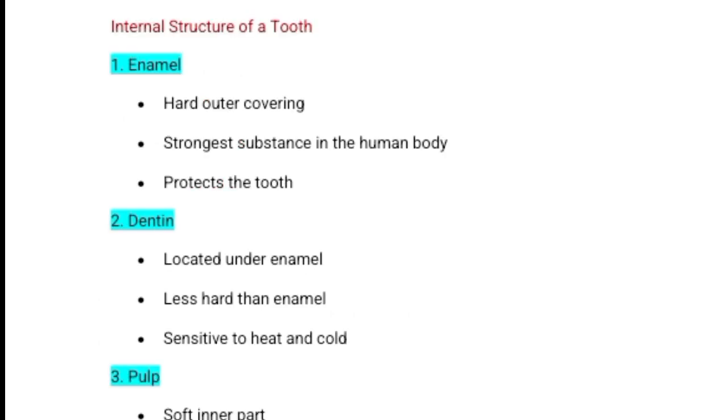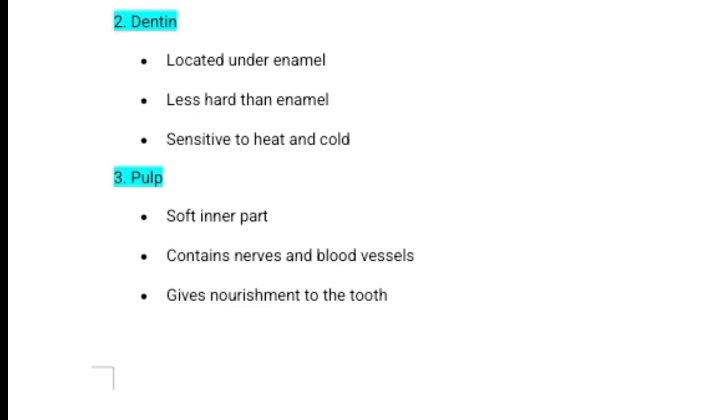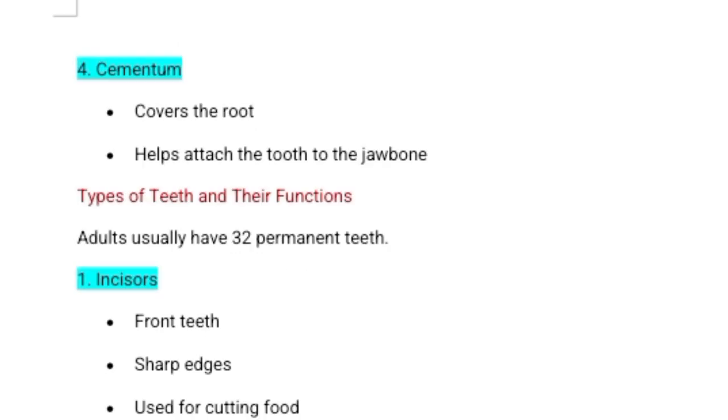Internal structure of a tooth. 1. Enamel. Hard outer covering. Strongest substance in the human body. Protects the tooth. 2. Dentin. Located under enamel. Less hard than enamel. Sensitive to heat and cold. 3. Pulp. Soft inner part. Contains nerves and blood vessels. Gives nourishment to the tooth. 4. Cementum. Covers the root. Helps attach the tooth to the jawbone.